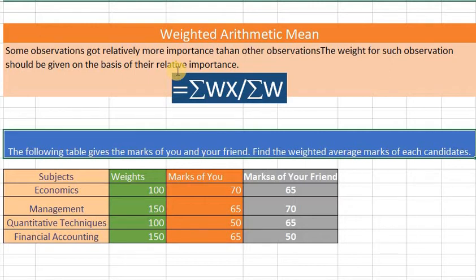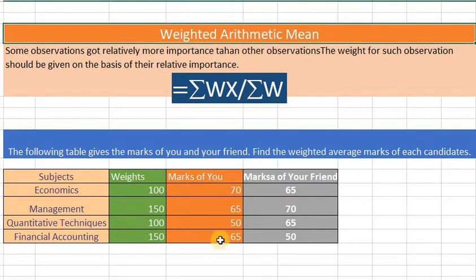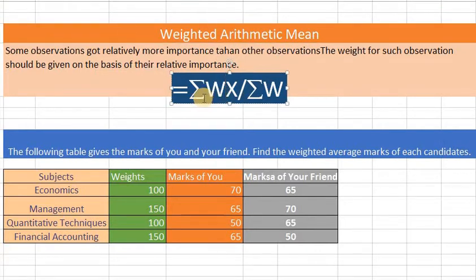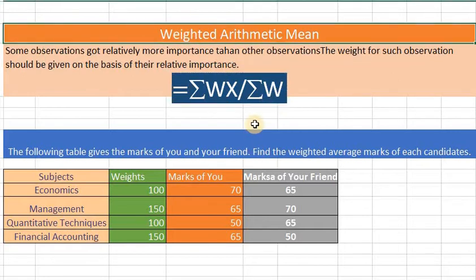So for that reason we are going to assign some weights to each observation based on their importance. In such cases we are going to use weighted arithmetic mean. The formula for this is summation wx divided by summation w, where w indicates the weights. So this is the formula to calculate weighted arithmetic mean.